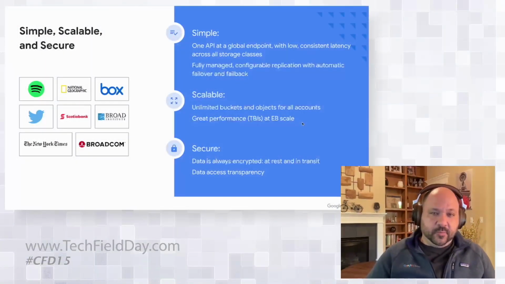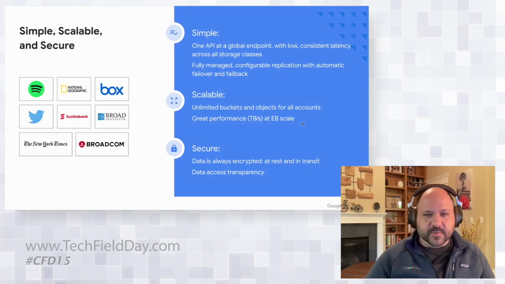The scalability of GCS is outstanding. There's no limit on the number of buckets you can create, no limit on the number of objects. And of course, the performance scale goes very, very high, as mentioned. And the security is excellent as well. There's only options to store encrypted. You can do various kinds of key management configurations, but that's the way we store things, both at rest and in transit. And there's good transparency on data access, really strong audit logging, and features like that, so you can see what's going on.